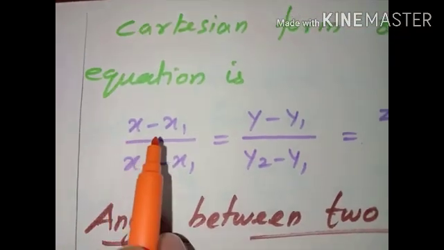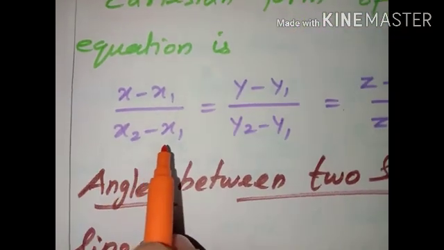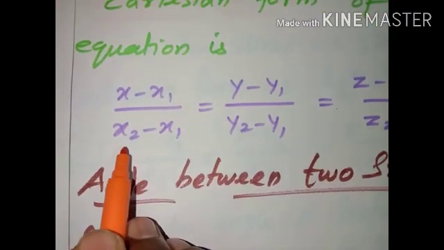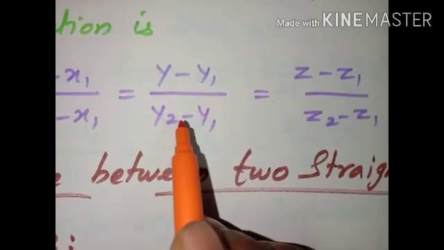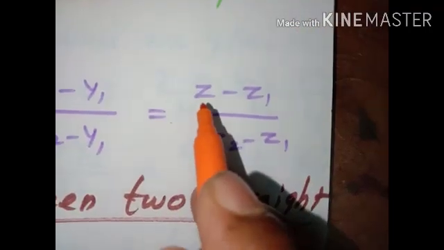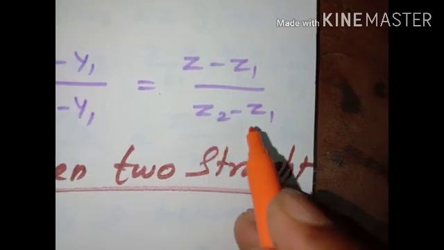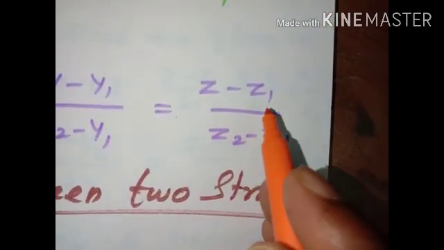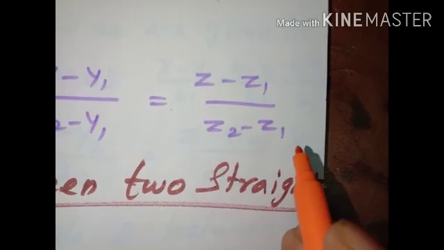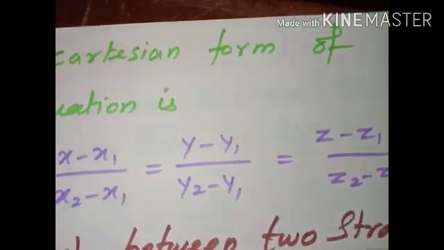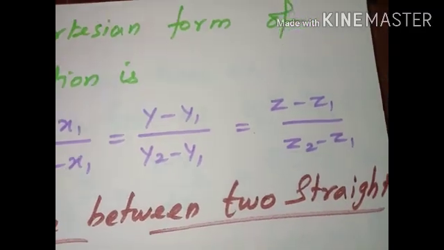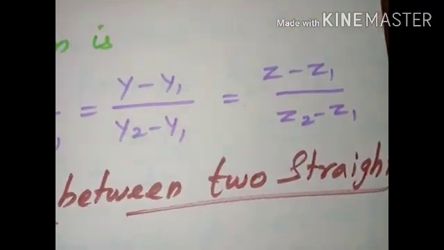Now the next point, the Cartesian form of the equations: (x minus x1) divided by (x2 minus x1) equal to (y minus y1) divided by (y2 minus y1) equal to (z minus z1) divided by (z2 minus z1). Here x1, y1, z1 is one of the points and x2, y2, z2 is the second point. The position vector of the point.